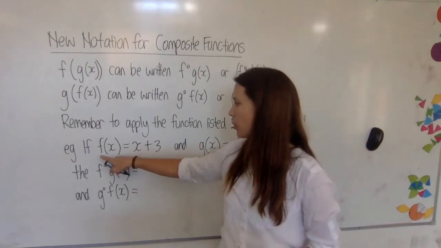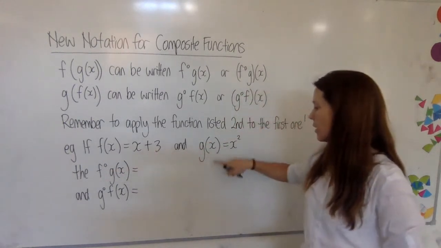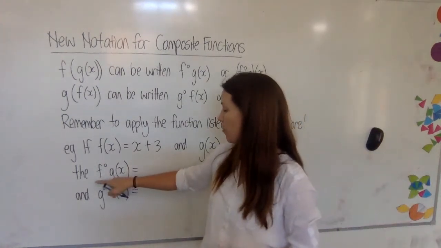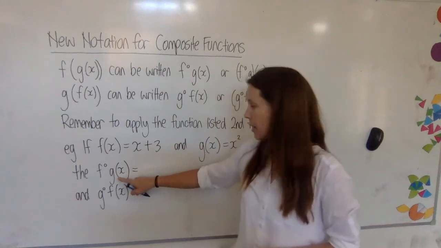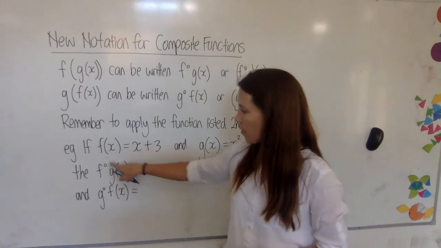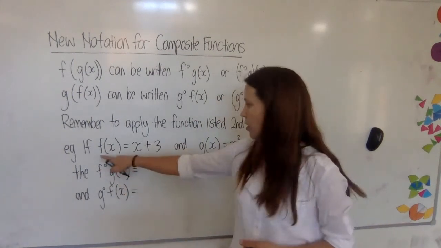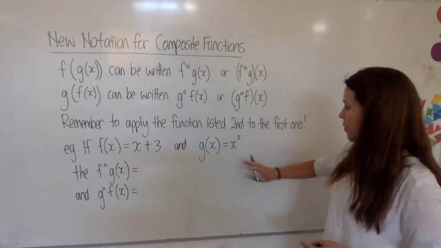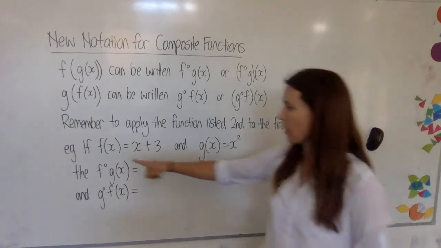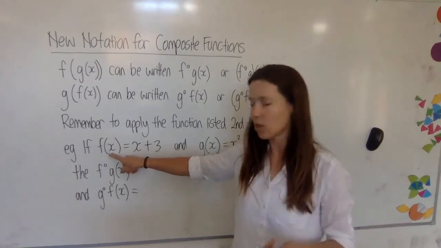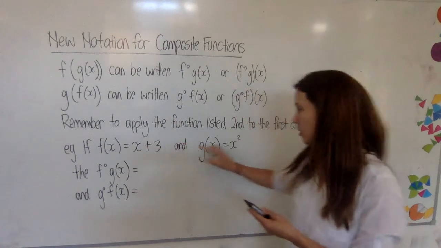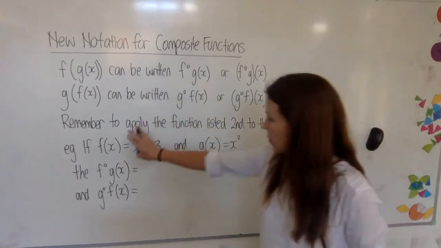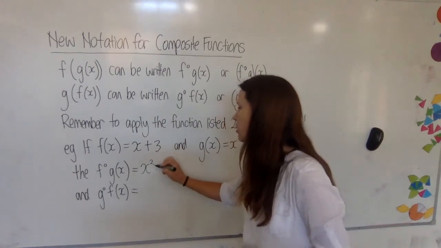So here's an example. If f of x is x plus 3 and g of x is x squared, well, we need to find f of g of x. Now that means take g of x and throw it into the first function, f of x. So if I take g of x, which is x squared, then it means that I need to use that rather than x in the first function. Everywhere they've used an x, I'm going to use x squared. So what I'll get is, throwing the x squared in where the x goes over there, I'll get x squared plus 3.